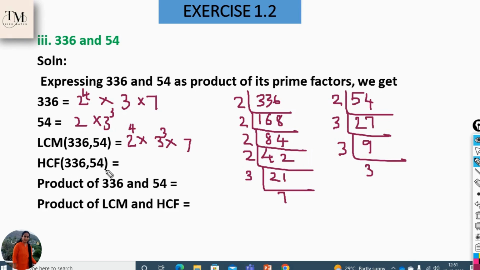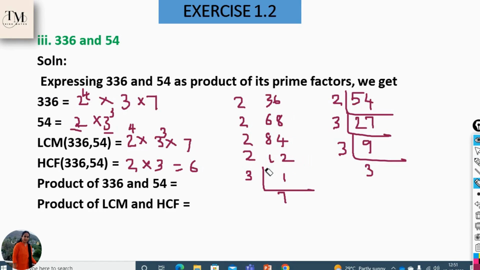What is HCF? HCF is the product of the smallest power of common prime factors. So common prime factors are 2 and 3, and their smallest power is 1. Here the answer is 6. Now you have to calculate LCM.